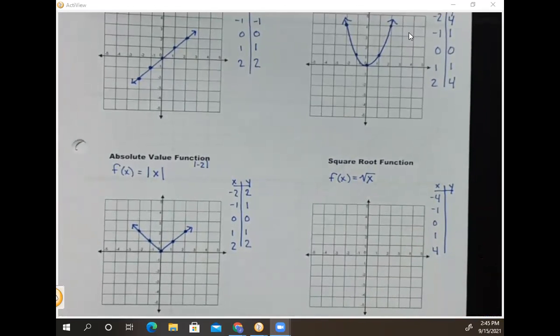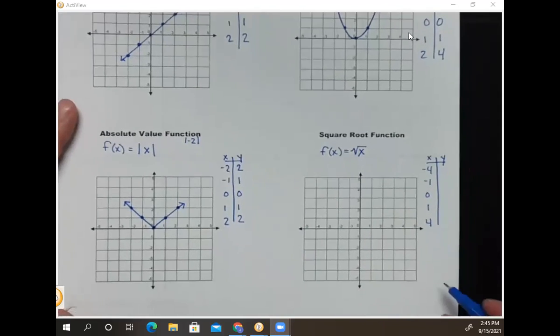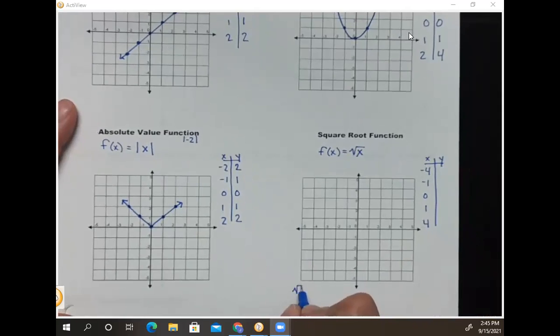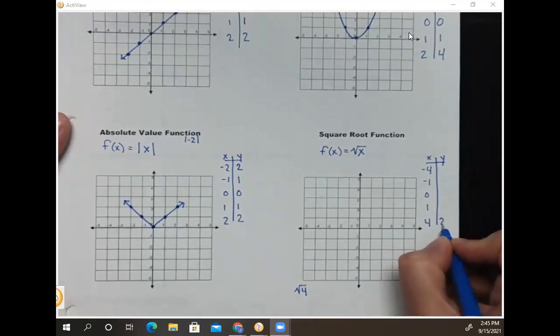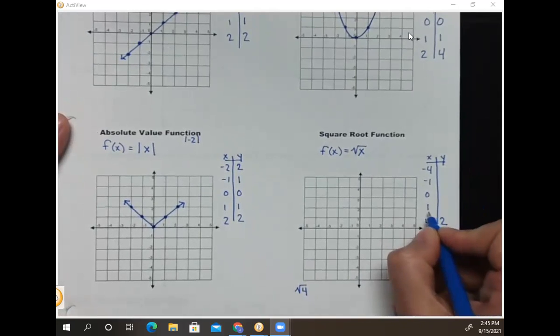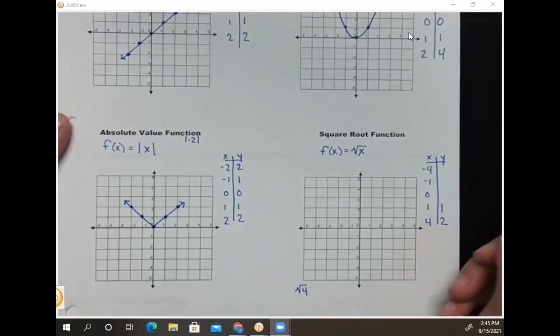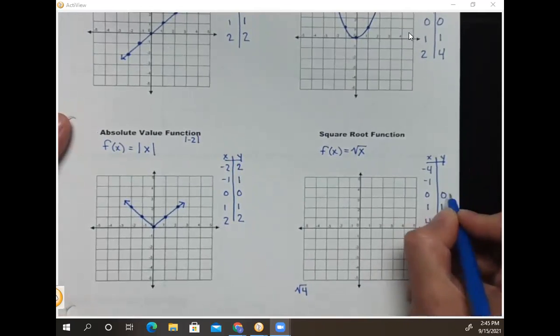This is kind of a work smarter, not harder moment. I don't know what the square root of 2 is. It's not a nice number. So I'm not going to use that one. I'm going to use something that does have a nice square root. And on this one, let's work from the bottom up. So I want the square root of 4. What's the square root of 4? 2. Square root of 1? 1. Square root of 0? 0.